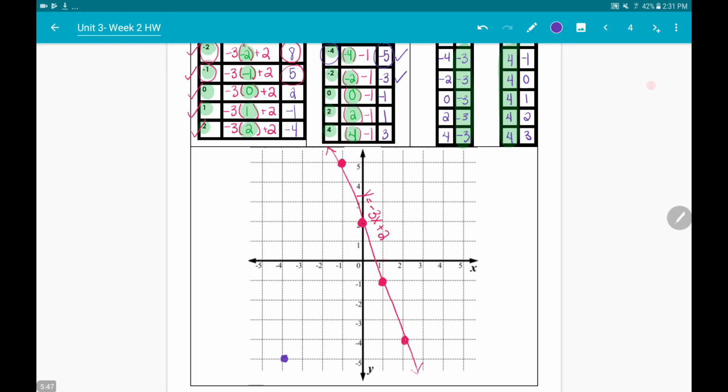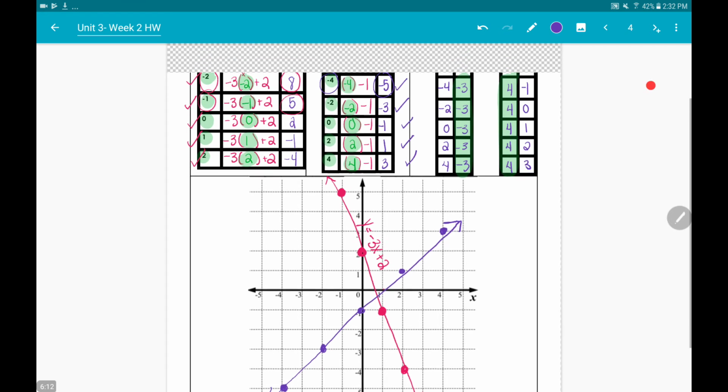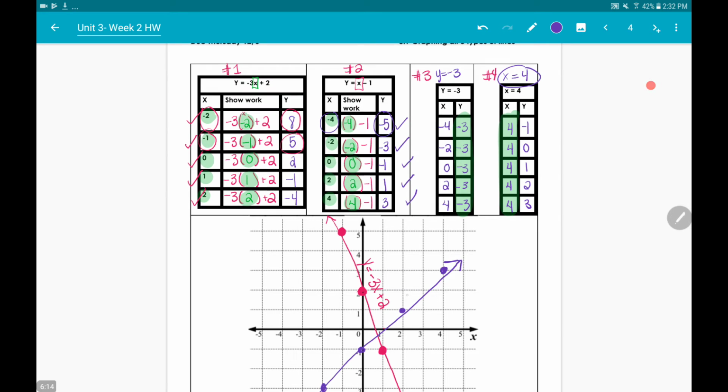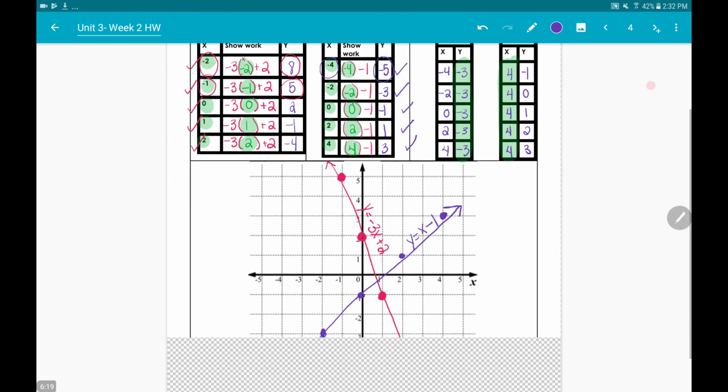Okay, the next point is negative 2, negative 3. Then I have 0, negative 1. 2, positive 1. And 4, positive 3. Okay, I'm going to connect. That's a little off. I'm going to put my arrows. And then don't forget to label the graph. Y equals x minus 1. Okay, 2 more to go.